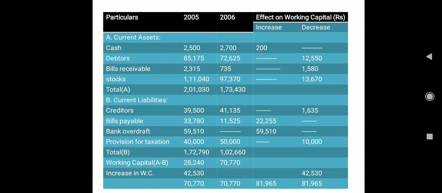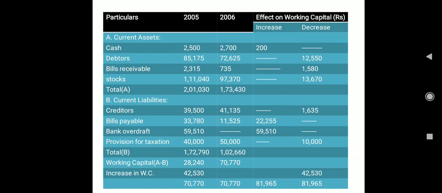So the format, I hope you now know the format very well, where we have the particulars, then 2005, 2006, and then the effect on working capital, increase or decrease. First we have to take the heading current assets, which I have marked as a. Under current assets, as we just saw, the four items will come. Cash: here we are going to write the cash amounts for both years.